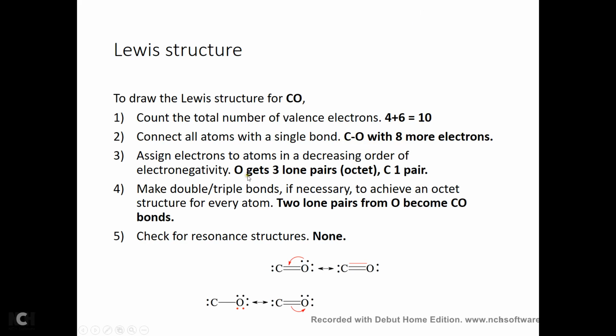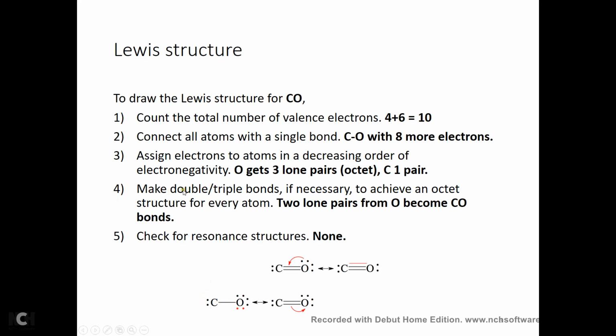We give oxygen first. Oxygen is now surrounded by only 2, so we give oxygen 6 more. Oxygen gets 3 lone pairs. There's only 1 pair left for carbon. So we got this structure: 3 lone pairs for oxygen, a single bond in between, and carbon gets only 1 lone pair. Look at this one. Oxygen is good, but carbon is not. Carbon is surrounded by only 4 valence electrons.